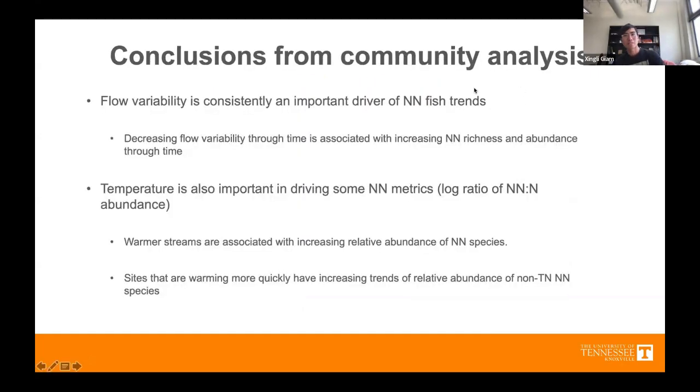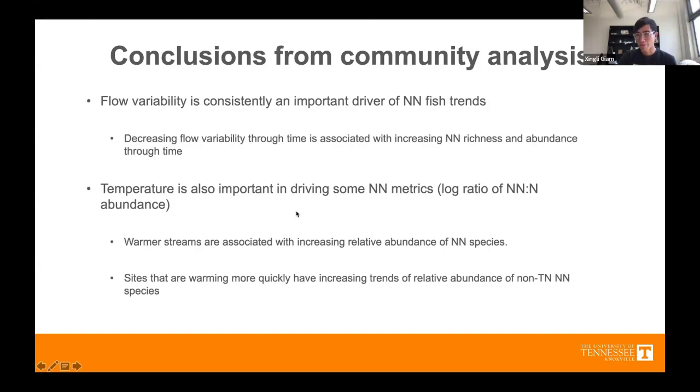Yeah, so here are some of the conclusions from community analysis. As I said, I think flow variability is really important. Decreasing flow variability is a problem because it is associated with increasing non-native richness as well as abundance through time.